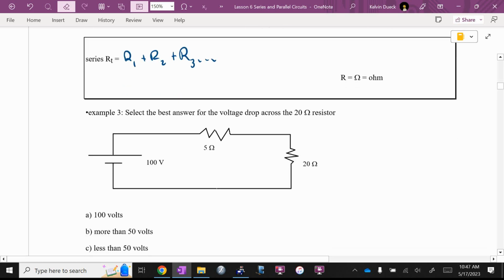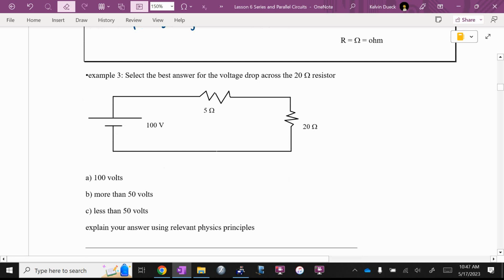So example 3 says, select the best answer for the voltage drop across the 20 ohm resistor. The 20 ohm resistor, do I lose 100 volts, more than 50, or less than 50? I'm going to just solve this. Here's what I mean. First thing I'm going to do is label downhill.